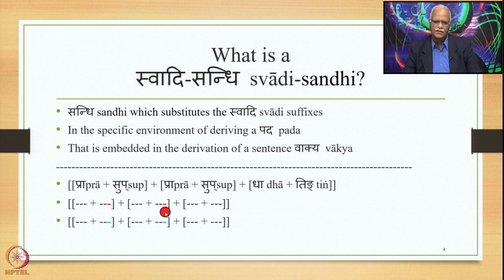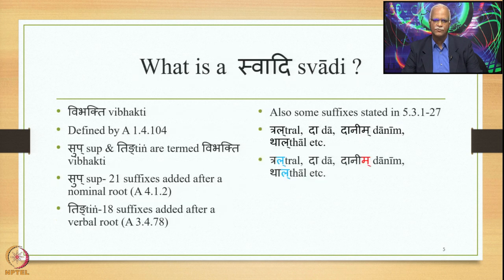And then this final element in the second pada and also in the first pada gets modified by another element over here and also over here. This is modified in the environment of the first element in the second pada and this is modified because of the first element in the third pada. This is precisely what is called Svādi Sandhi. This is what we have been studying so far.